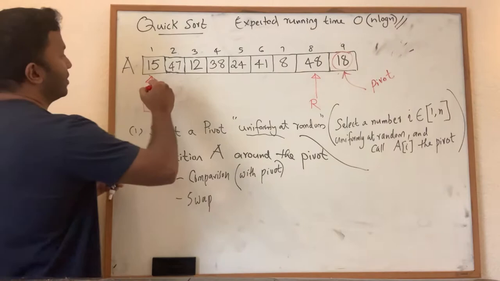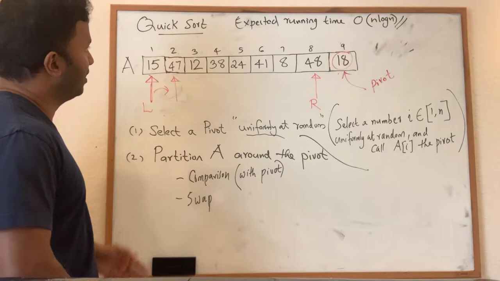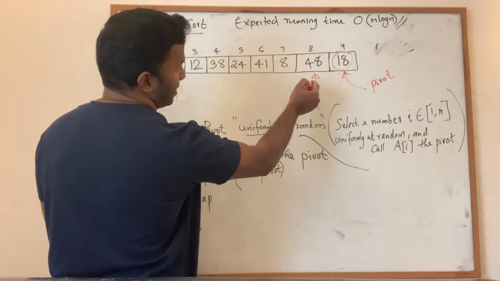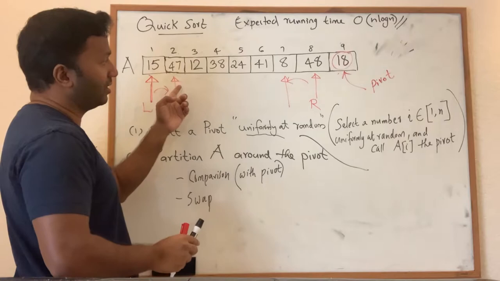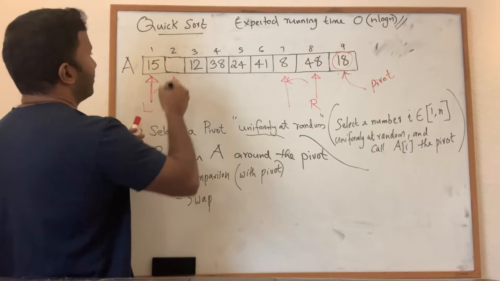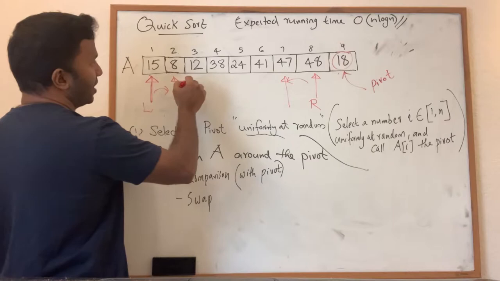Now the left pointer will try to move to the next position, which is 47. As you can see, 47 is not a good number for this guy. Then I will ask the right pointer, can you move? Okay, this guy can move. He will come here, and now he is also stuck because he has something which he doesn't want. So what can they do now? Swap. So 8 will come here and 47 will come here.